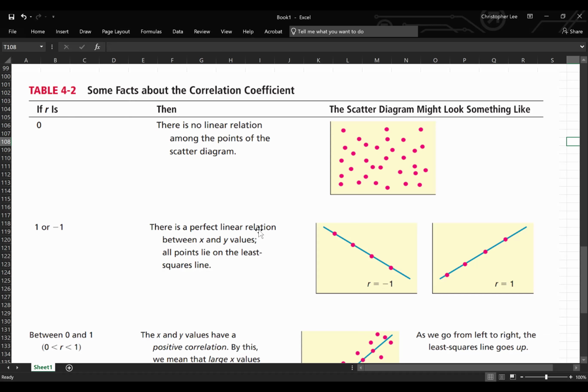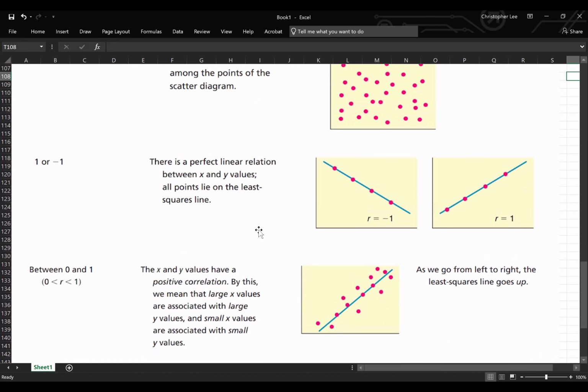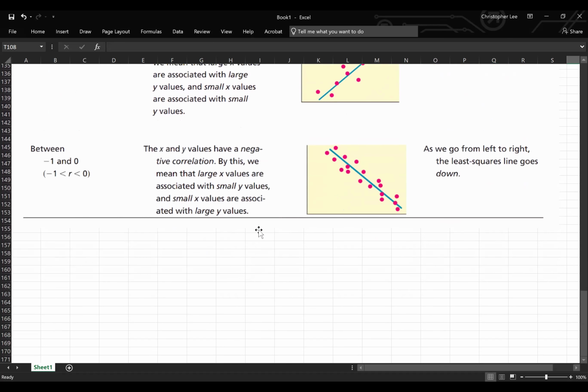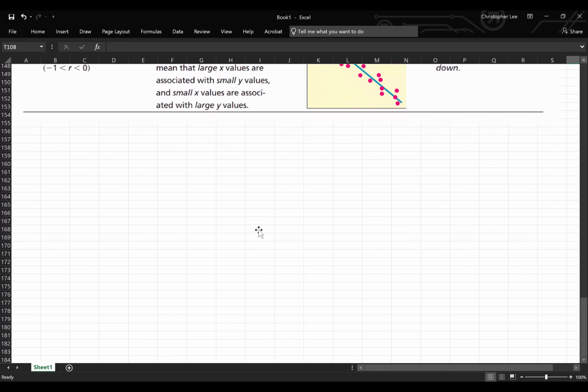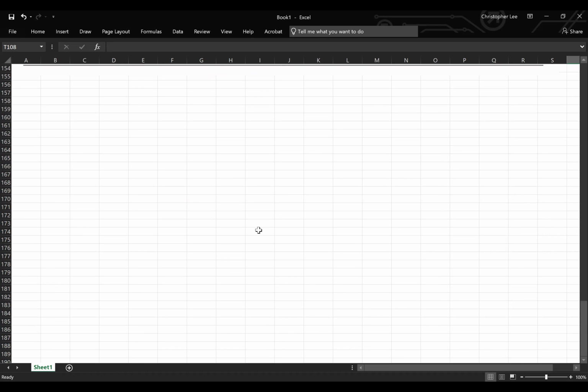I'm just waiting for everybody to finish copying. Good. All right. The slope could be a fraction, though. It could be a decimal. No, just leave it what it is.